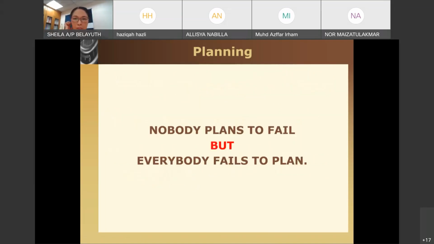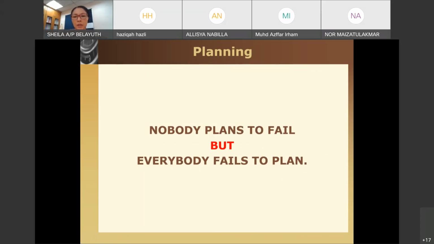Okay, so basically nobody plans to fail, but everybody fails to plan. Well, nowadays people do plan. This quote might be relevant if you're talking about years, decades ago. But nowadays people do plan. The only problem is whether we work the plan.